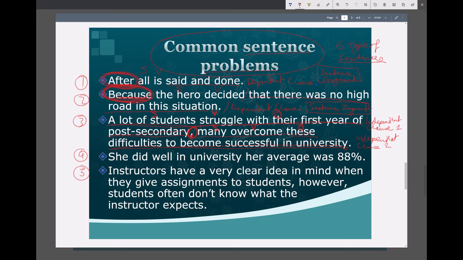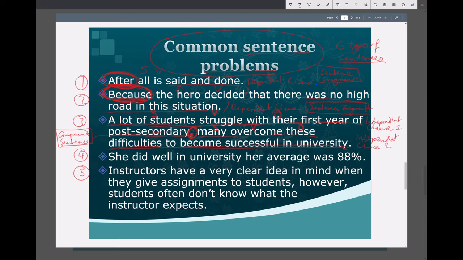When you connect two independent clauses together, you have, do you remember? A compound sentence. And compound sentences need a semicolon or a comma and a coordinating conjunction like and, or, but, nor, etc. And because you only have a comma, this is called a comma splice, where you use only a comma to connect independent clauses to make a compound sentence.